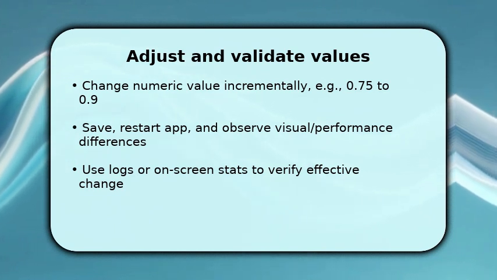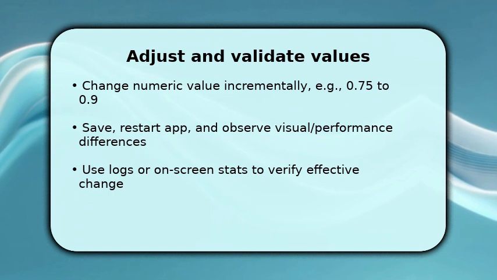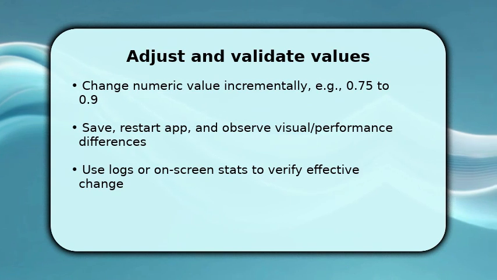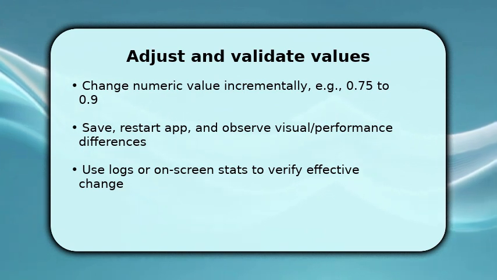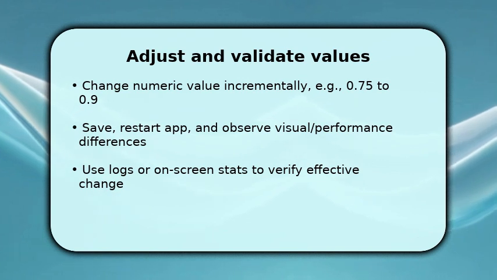Save the file and restart the application so the renderer reinitializes with the new setting. Observe visuals and frame timing, check on-screen stats or log output to validate the change. If possible, run a short benchmark or walkthrough to see the practical impact. Make further tweaks until you hit the desired quality performance trade-off.